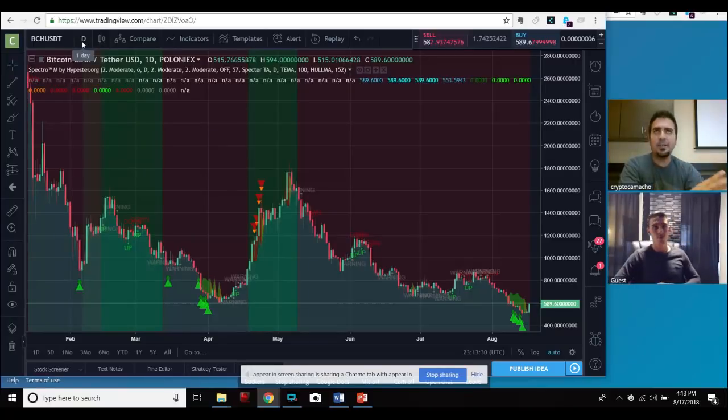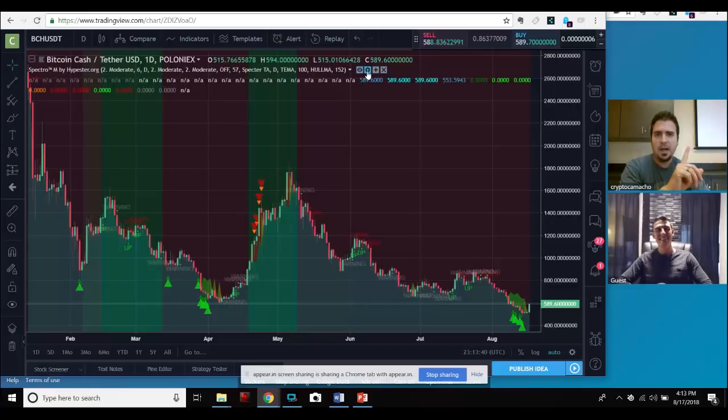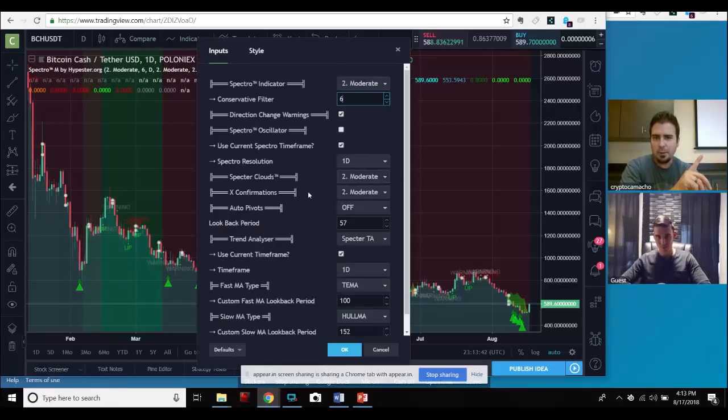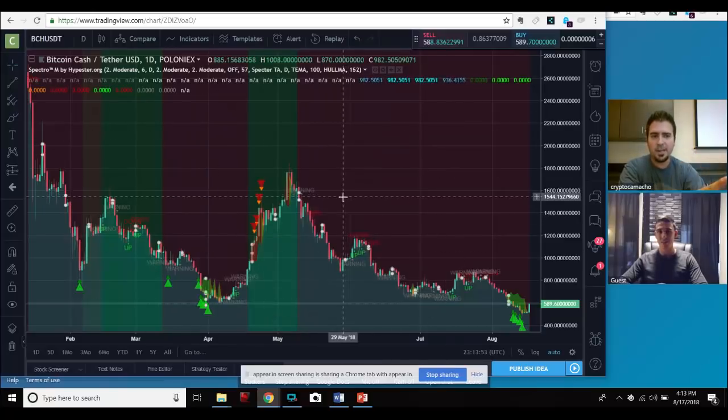What is the ideal time frame for which Spectre operates in? This may be a strange question, and I know you can change it. My main question is this: I'm looking in the settings at time frame and Spectre resolution. You have it set by default to 1 day, and you have time frame set to 1 day as well. So does that mean I should be using the chart on a 1 day setting? Explain time frames to me a little bit in regards to Spectre.